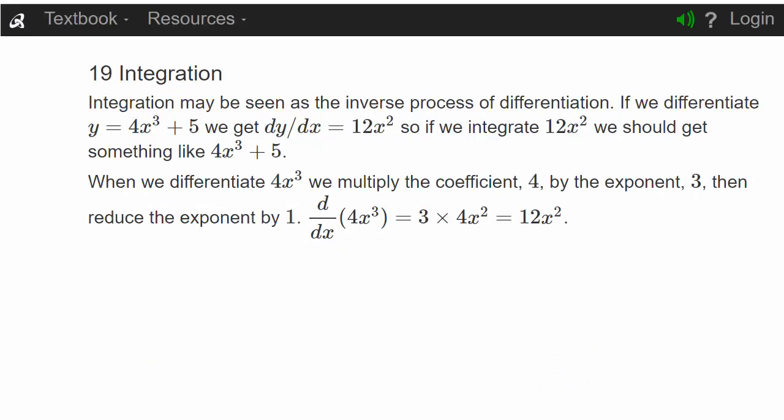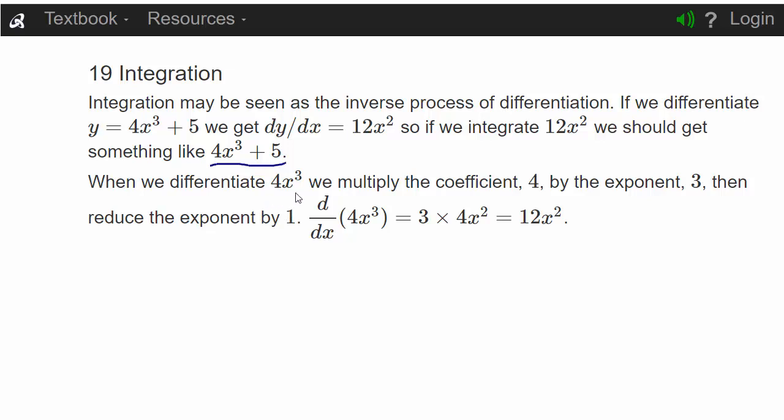Today we're going to do integration. Integration may be seen as the inverse process of differentiation. If we differentiate an expression like y is equal to 4x cubed plus 5, we get dy by dx is equal to 12x squared. So if we integrate 12x squared, we should get back to something like 4x cubed plus 5.